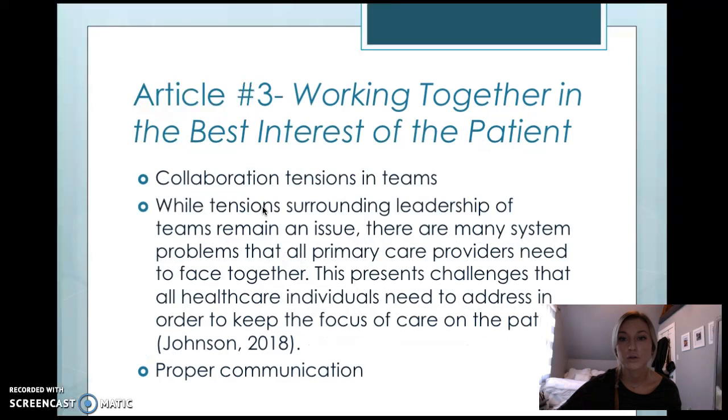The third article that I chose is Working Together in the Best Interest of the Patient. This was also very similar to the previous articles as well. This focused on the tensions that can arise when conducting teams to provide care to patients. While tensions surrounding leadership of teams remain an issue, there are many system problems that all primary care providers need to face together. This presents challenges that all healthcare individuals need to address in order to keep the focus of care on the patient. Sometimes that means making sacrifices and putting your ego aside for the betterment of the team to give the best quality of care for the patient.